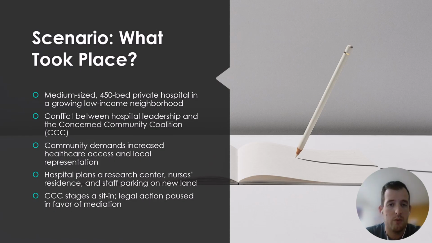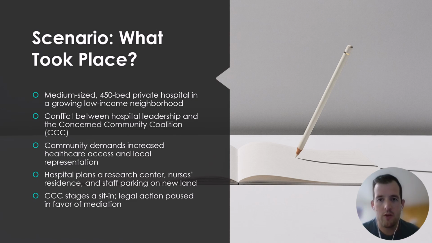All right, scenario, what took place? Elmwood Hospital is a 450-bed private facility that has become the main healthcare provider for a rapidly growing low-income community. Once surrounded by a white middle-class population, it now serves a predominantly underserved demographic facing severe health challenges like high infant mortality and poor access to care.